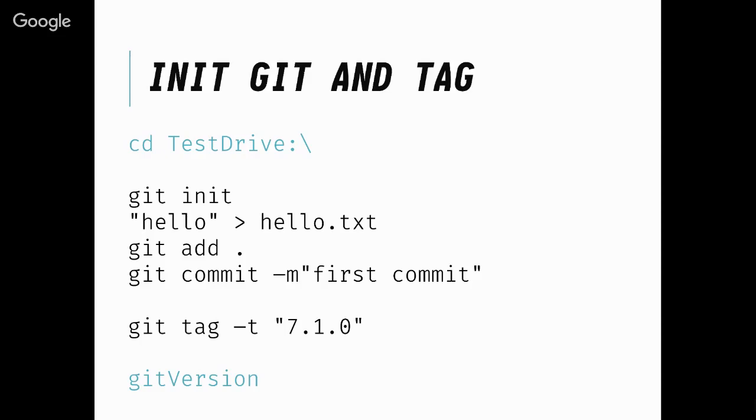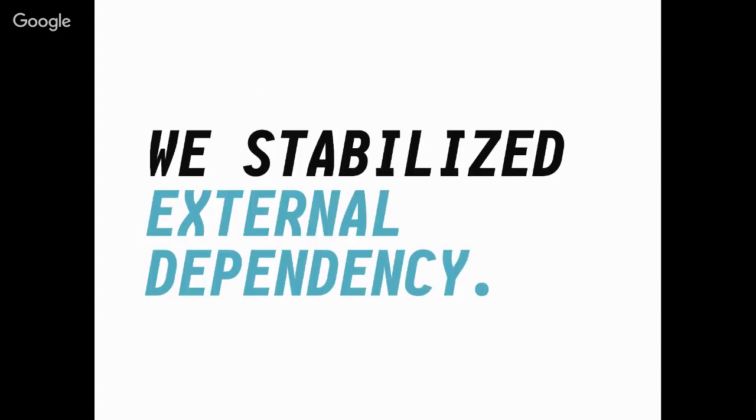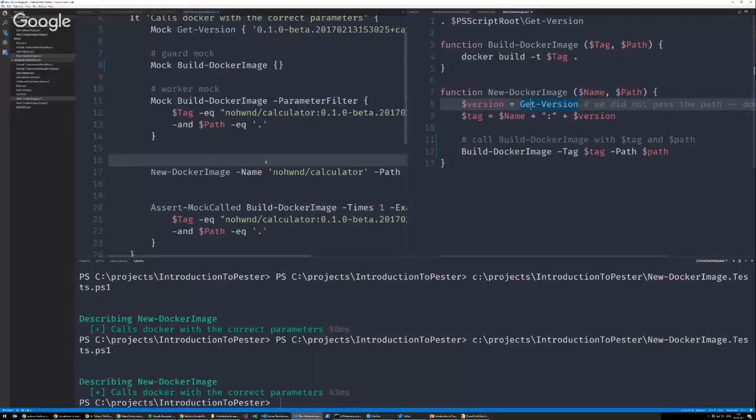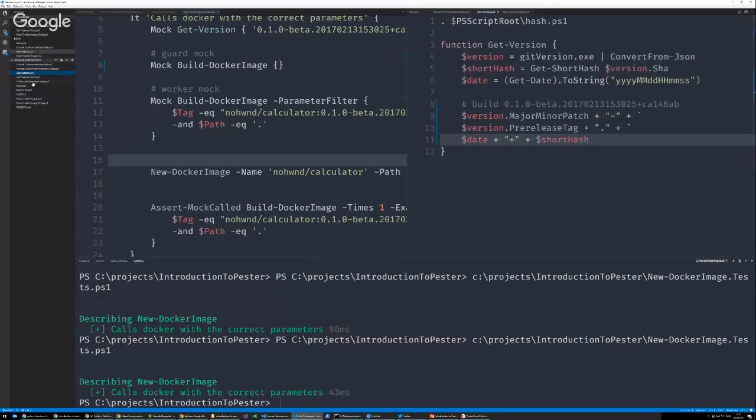This is called a discovery test, or at least I saw it called that way sometimes. And you can use it to stabilize the external dependency. Let me just look if we have an example for that.